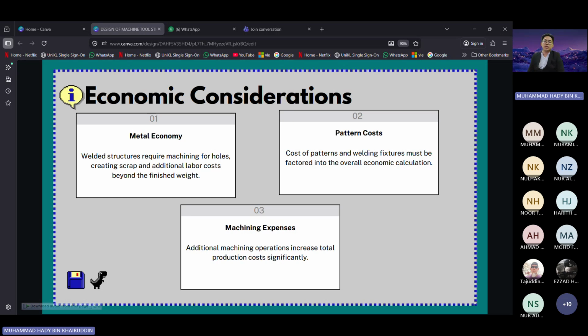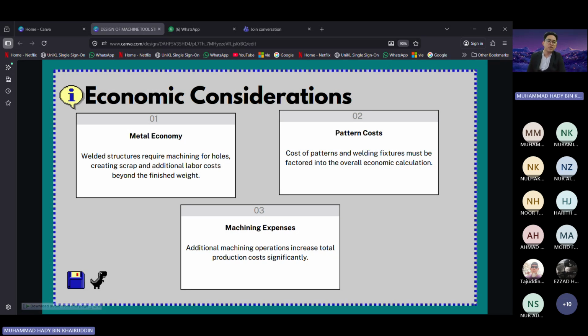Now we go to the economic considerations. We spend a lot of time talking about stiffness and wall thickness, but in industry, the final decision usually comes down to one thing: cost. You might think a lighter steel structure is always cheaper because it uses less metal. But that is a dangerous assumption. To make the right choice, we have to look at a comprehensive analysis, the hidden costs that don't show up in a simple material price.